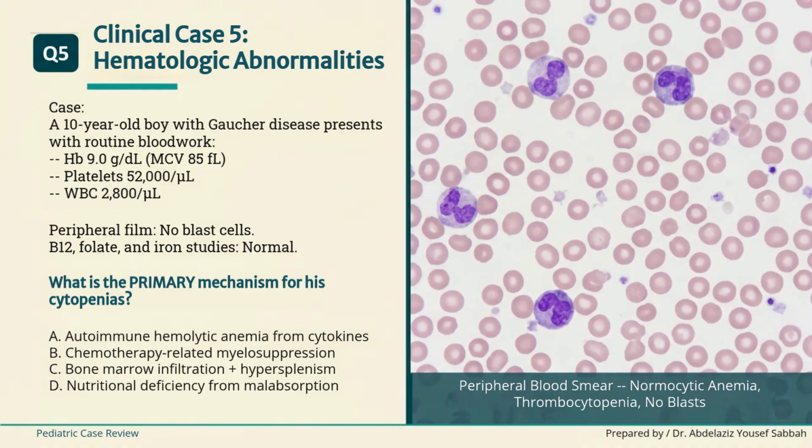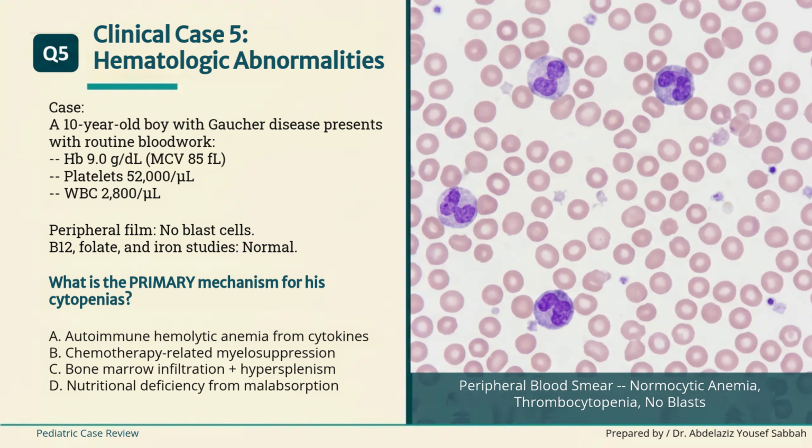Clinical Case 5. A 10-year-old boy with Gaucher disease presents with routine blood work. His hemoglobin is 9.0 grams per deciliter with a mean corpuscular volume of 85 femtoliters. His platelets are 52,000 per microliter, and his white cell count is 2,800 per microliter. The peripheral film shows no blast cells, and vitamin B12, folate, and iron studies are all normal. What is the primary mechanism for his cytopenias?